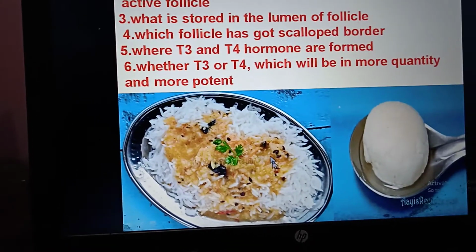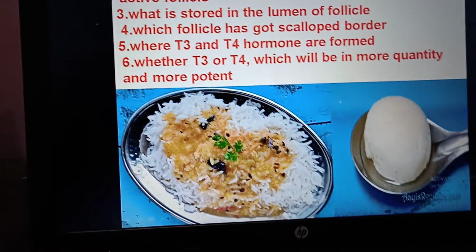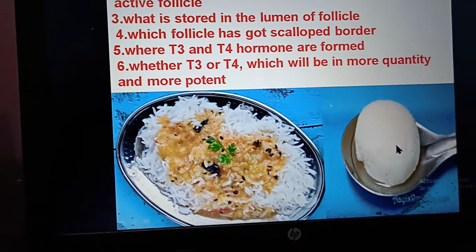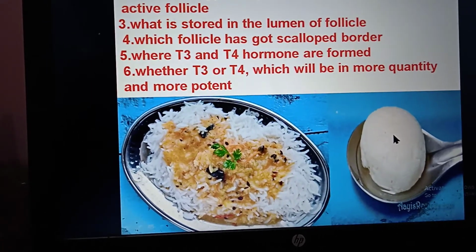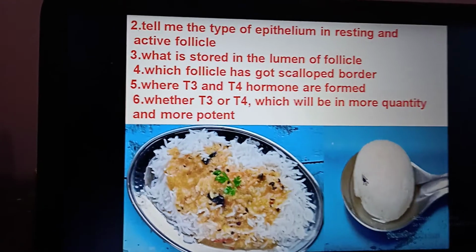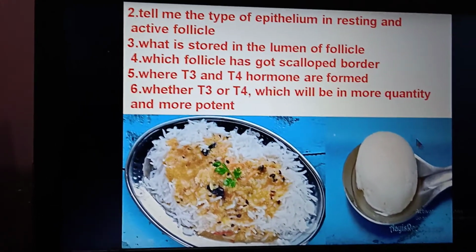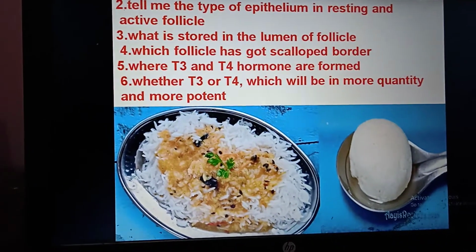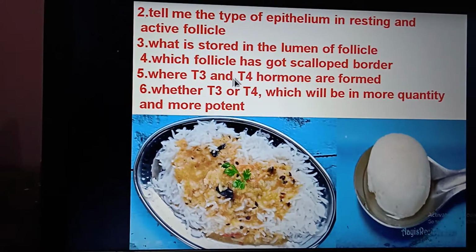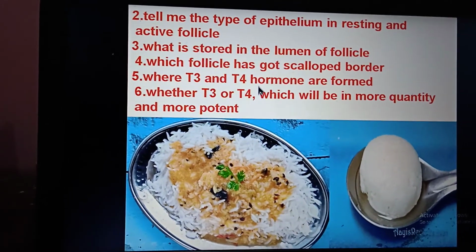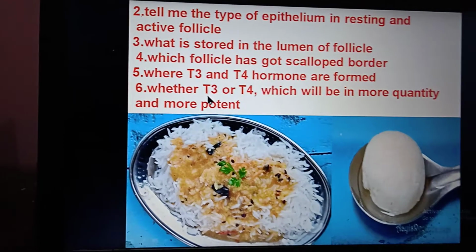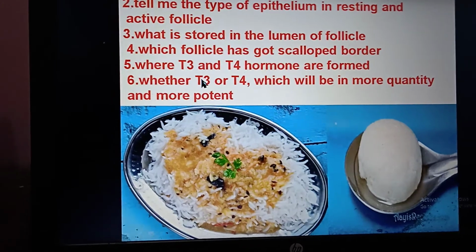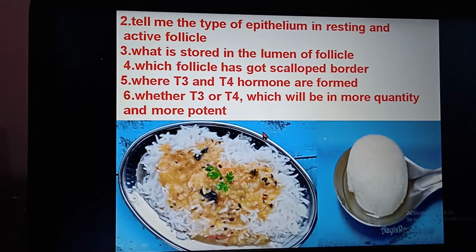Just like in our dish, chawal dal is more in quantity. But the sweet dish, even though it is less in quantity, is more potent. It opens up the mind, and the brain starts working well, even though it is less in quantity. So T4 will be more in quantity, but as far as potency is concerned, T3 will be more potent, even though it is present in less quantity, just like the sweet dish.